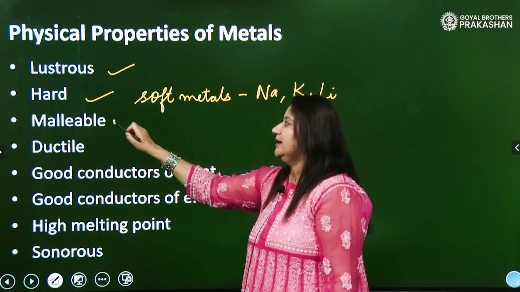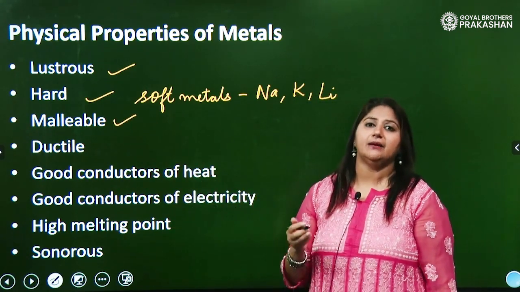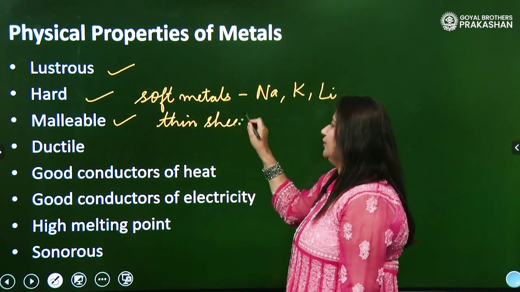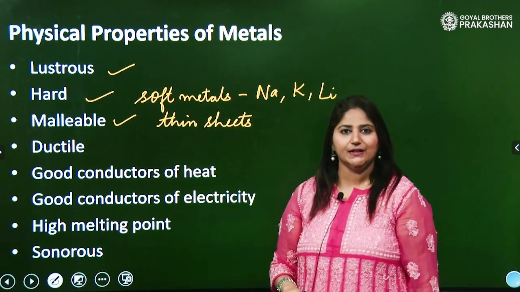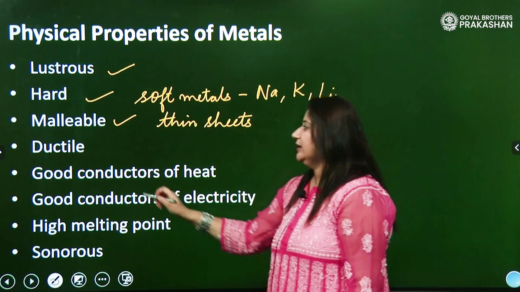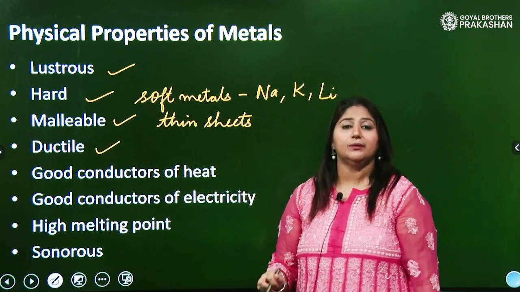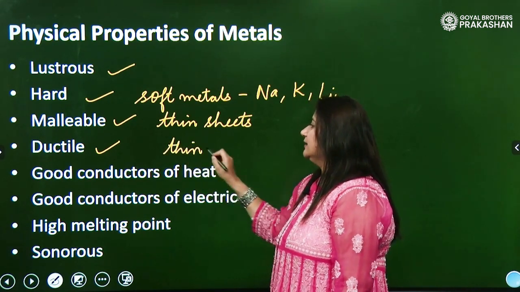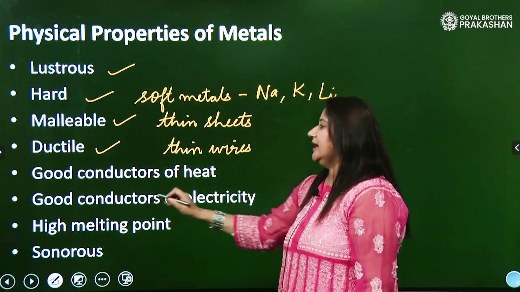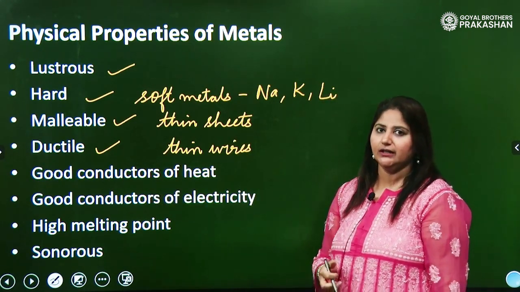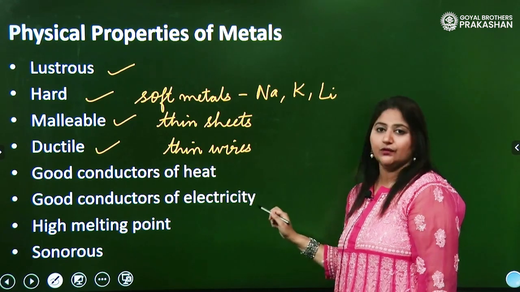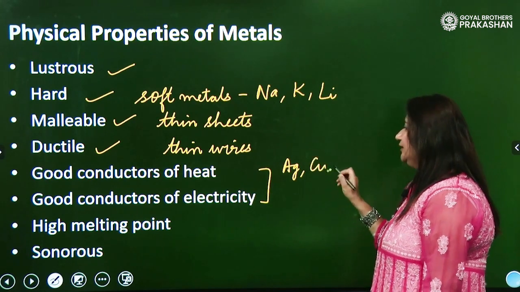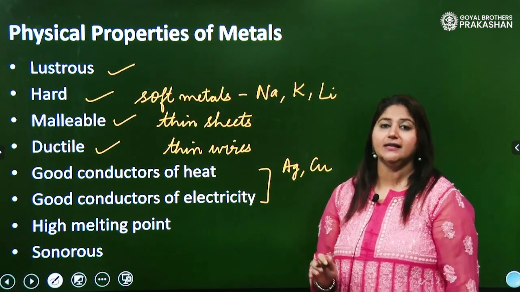Then there are malleable metals. Metals are malleable means they can be converted into thin sheets. Yes, they can be drawn or beaten into thin sheets. Then what is ductile? Metals are ductile. The property of ductility means they can be drawn into thin wires. Then they are good conductors of heat, and they are good conductors of electricity. The best conductors of heat and electricity are silver and copper, and the poorest conductor is lead.